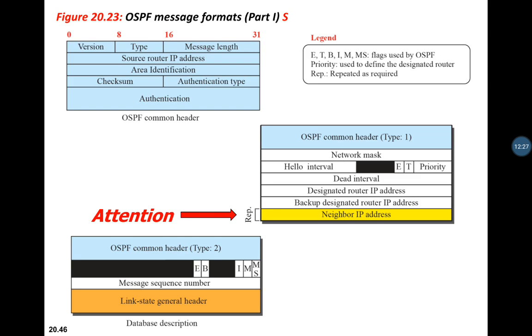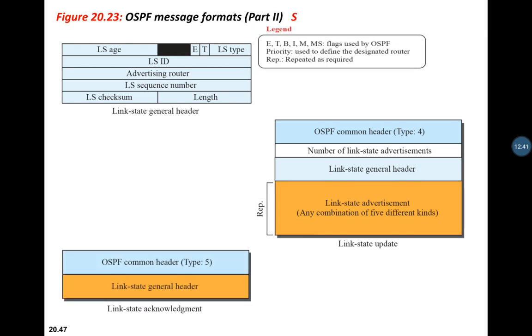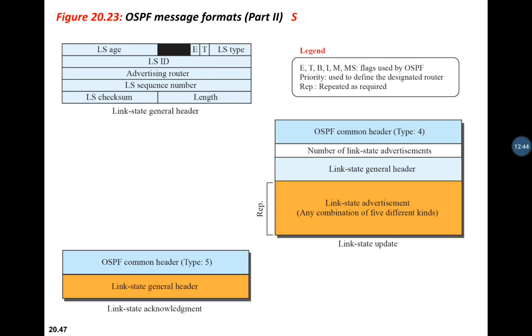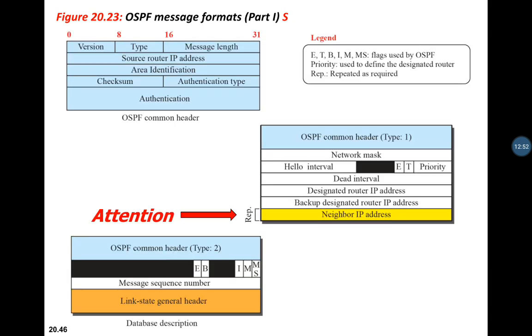Next are the different types of messages. So one is the common header, then we have a general header. Next we have the message types. We have the hello message, which is type 1, the database description message, which is type 2, the link state request message, which is type 3, and then the link state update message and the link state acknowledgement message. These are the 5 types.